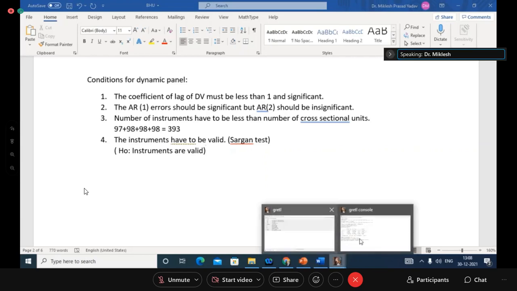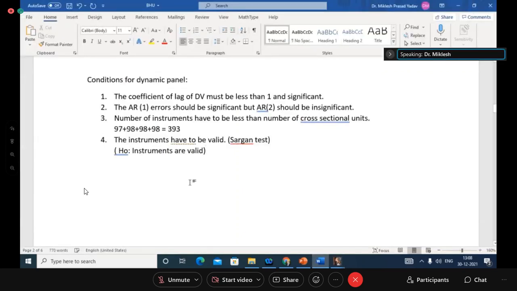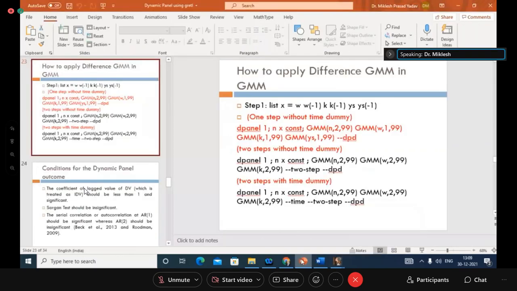By the way, whatever we have done till now, like I have written here DPD, this is your difference GMM, which is also known as Arellano and Bond. There are two types of difference GMM. What are these? One is one-way and another one is two-way. I have mentioned it here.